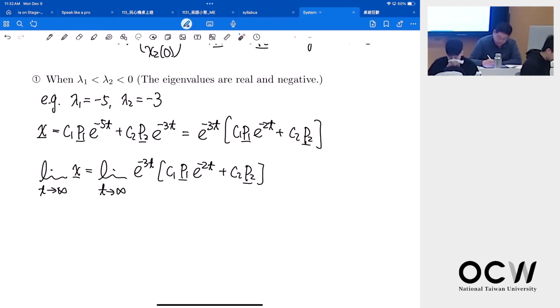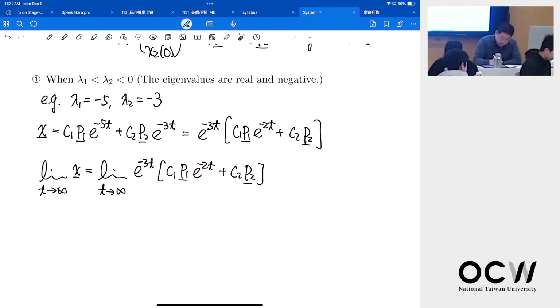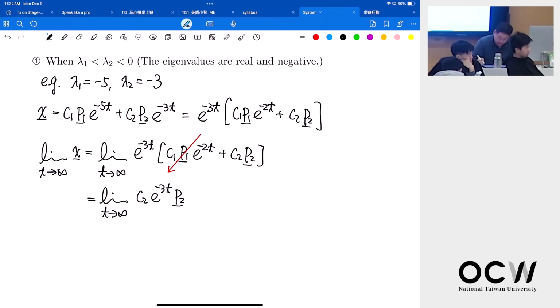For this term, I have a negative. We know that for e to the minus t, eventually they will go to 0. So this term goes to 0. We have a C2 e to the minus 3t P2. When t goes to infinity, this term goes to 0, right? There'll be a 0 vector.